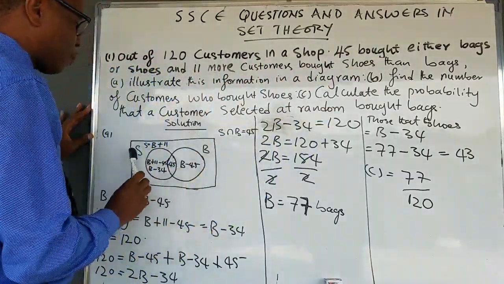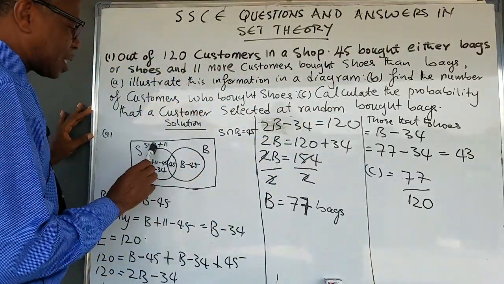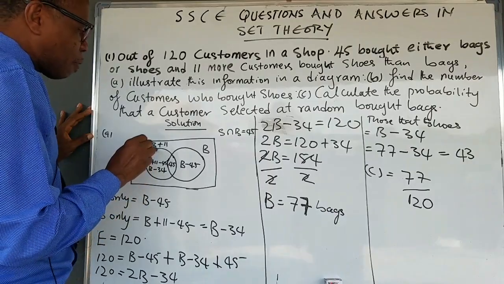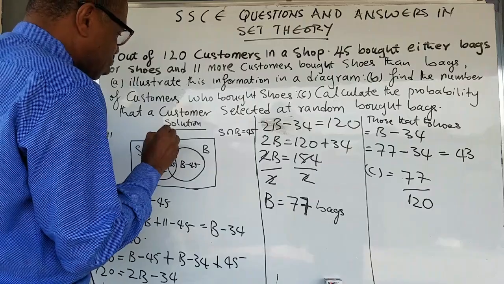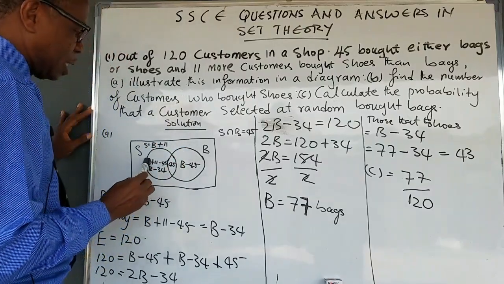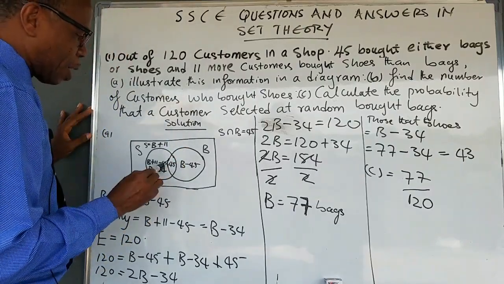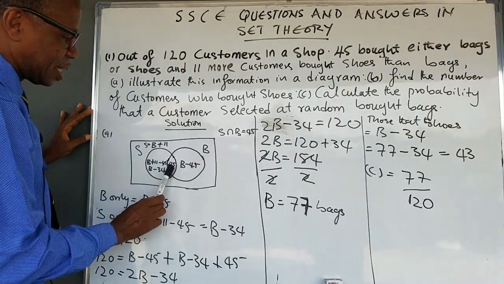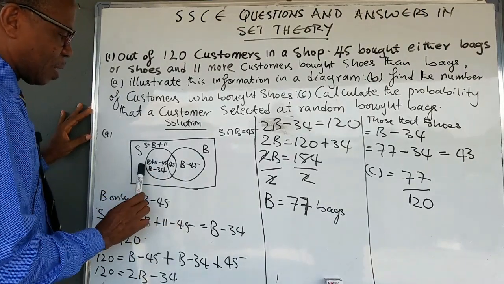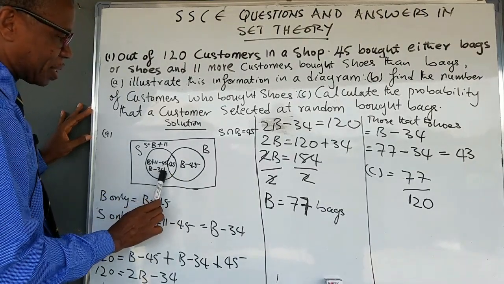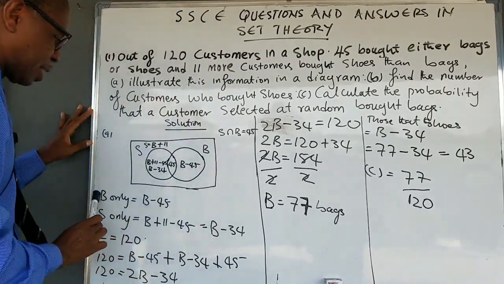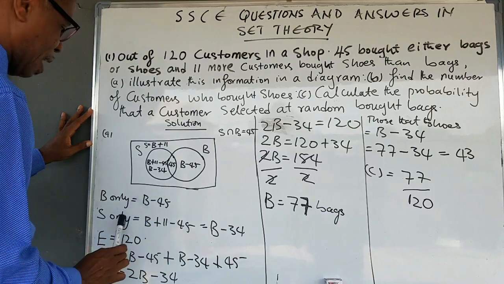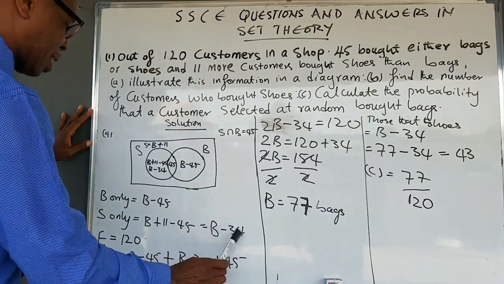That means for shoes, the number is equal to the number of customers that bought bags plus the extra 11 that bought shoes. So we now call it B plus 11, minus 45, which is those that bought either of them. And that will give us B minus 34. Then B only is B minus 45. S only is B minus 34.